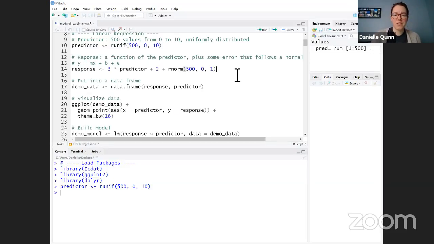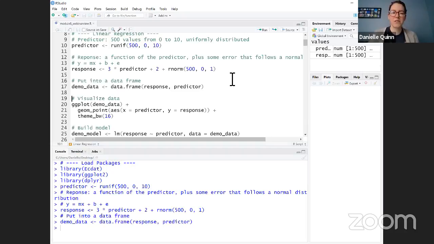And then I'm going to create a response variable that is a function of the predictor in a linear fashion. So here we're going to say our response, our y value, is going to be equal to 3 times the predictor. So this would be eventually, hopefully, what we'll find for our slope, plus 2, which is hopefully what we'll find for our intercept. And then I'm going to give it some random error that follows a normal distribution. Okay, I'm going to put that into a data frame.